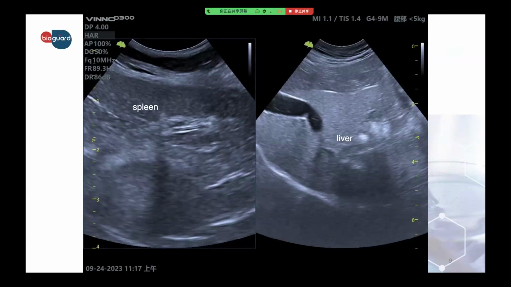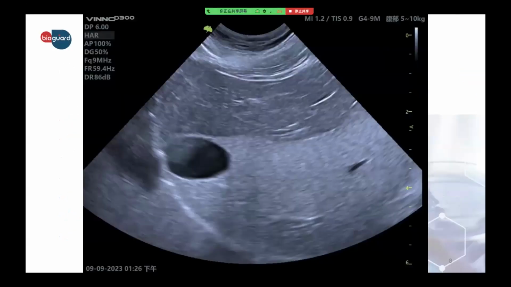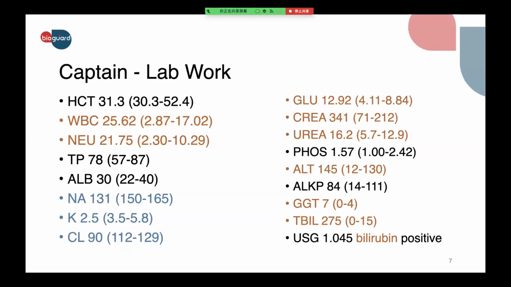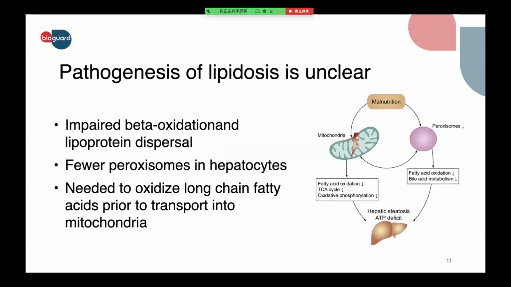So commonly, we see this imaging combined with the history: she's a jaundiced cat, has not been eating well for a long time, and we also see the liver enzymes getting higher and the total bilirubin getting higher. We will give a tentative diagnosis of hepatic lipidosis. Why does hepatic lipidosis happen? To be honest, the pathogenesis is not clear enough.